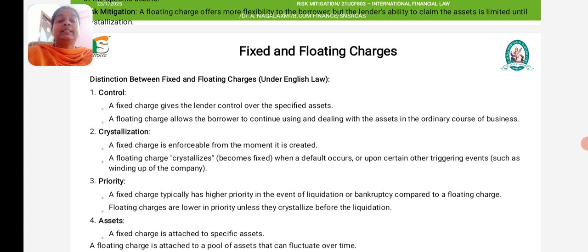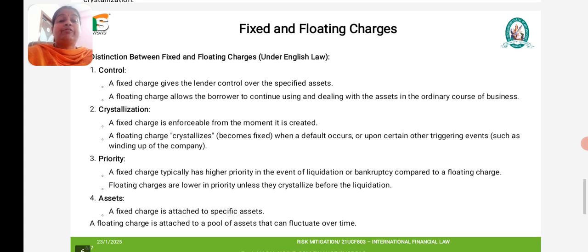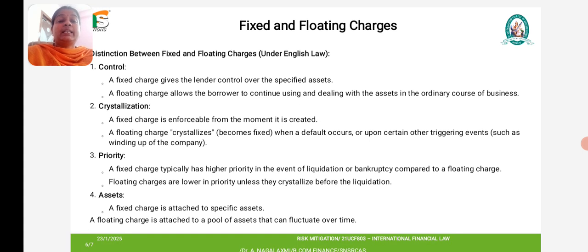Difference between fixed and floating charges. The basis of control. A fixed charge gives the lender control over the specified asset. A floating charge allows the borrower to continue using and dealing with the assets in the ordinary course of business.